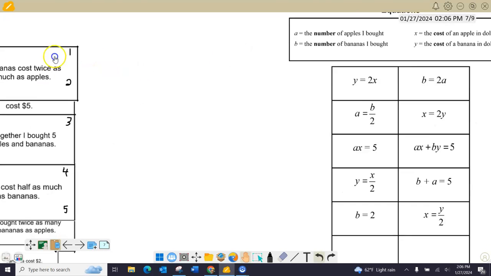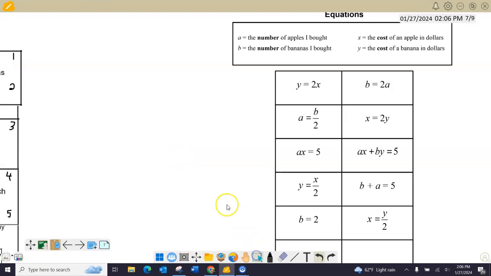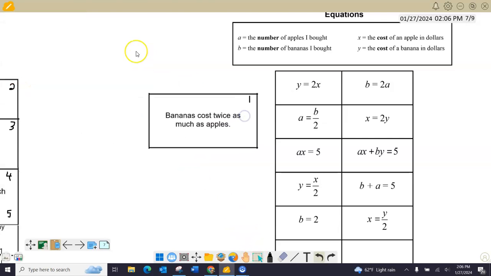Let's take a look at the first one right here. Bananas cost twice as much as apples. So I know right away I'm dealing with x and y's. Go ahead and pause right here. You figure out which one is the correct equation. Okay, yeah, we're looking at x and y's. Bananas cost twice as much as apples. Let's do an experiment. If apples cost $1, what would bananas cost? $2. What did I do to the cost of apples to get that answer?